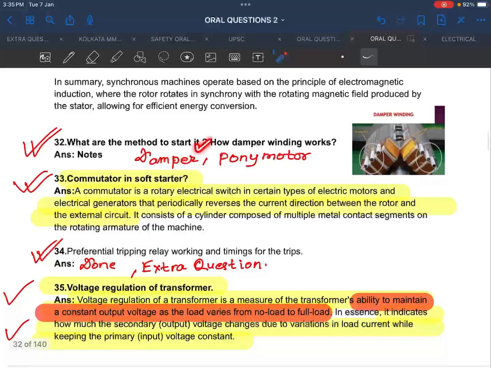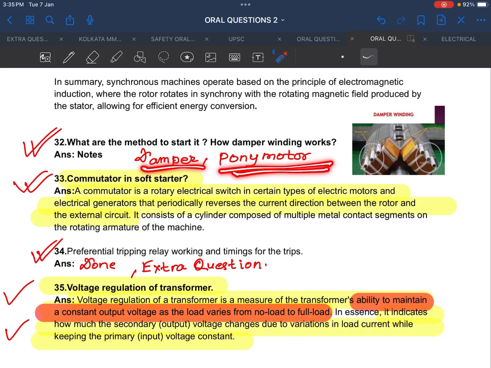What are the methods to start? I will explain this also in a later section. But if somebody knows about the synchronous machine, what are the methods to start the synchronous machine? Damper winding and pony motor. The pony motor is an external motor, and damper winding we are using because the motor first starts as an induction motor, then when the speed reaches the synchronous speed, we switch over and it works as a synchronous machine.